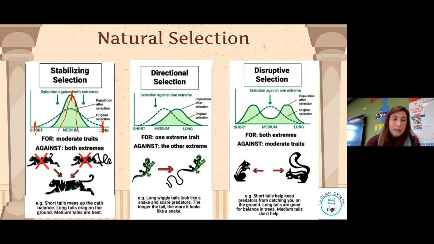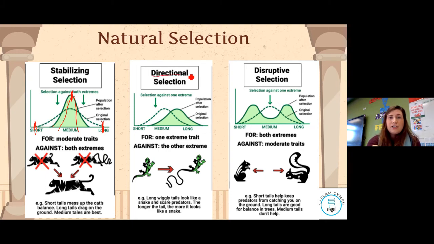You have an example here. Short tails mess up the cat's balance, long tails drag on the ground, and medium tails are best. So they're going to be centered around the medium. Another example is birth weight in humans.